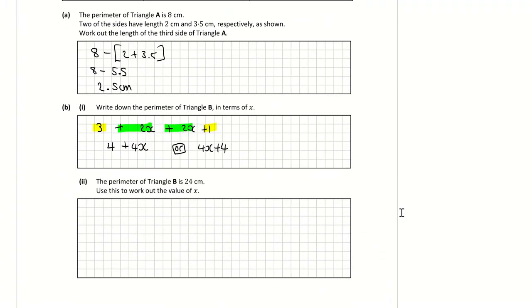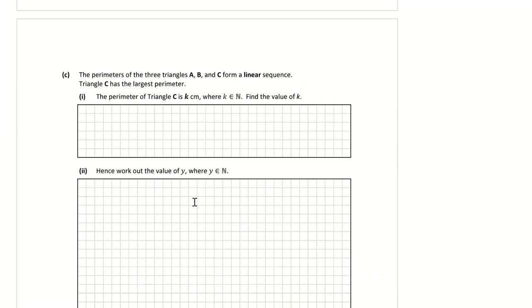B part 2. The perimeter of triangle B is 24 centimeters. Work out the value of x. So all I have to do here is take my answer from B part 1, 4x plus 4. They're telling us the perimeter is 24, so it's equal to 24. Now I just need to solve that equation. I subtract 4 from both sides, so 4x is equal to 24 minus 4, which is 20. Divide both sides by 4, which gives me 20 divided by 4, a value of 5 centimeters for x.